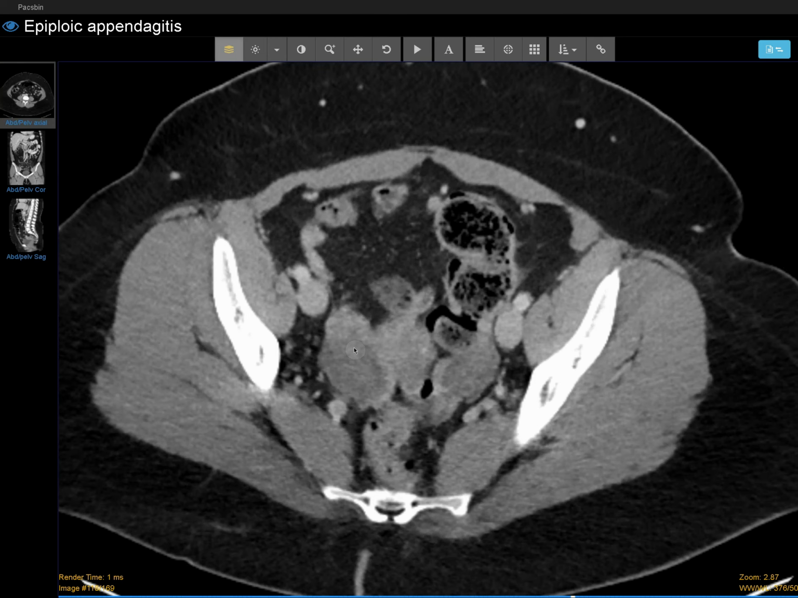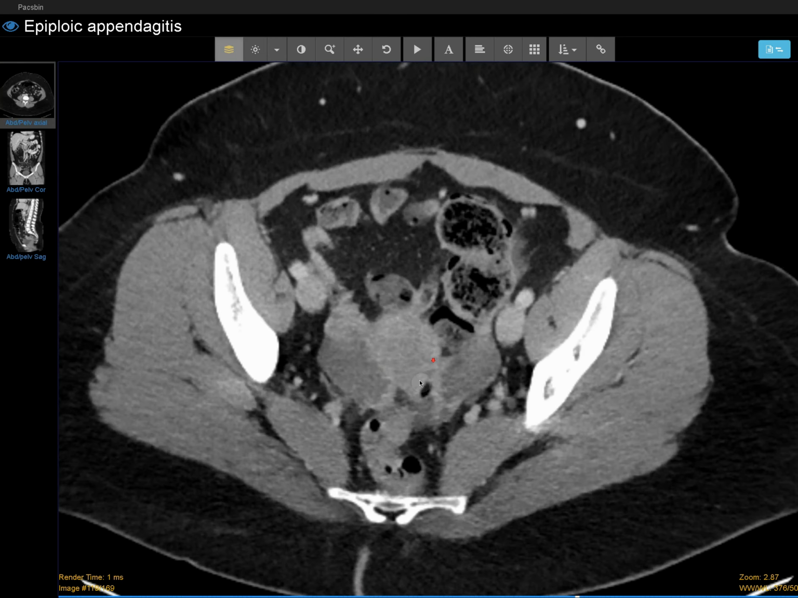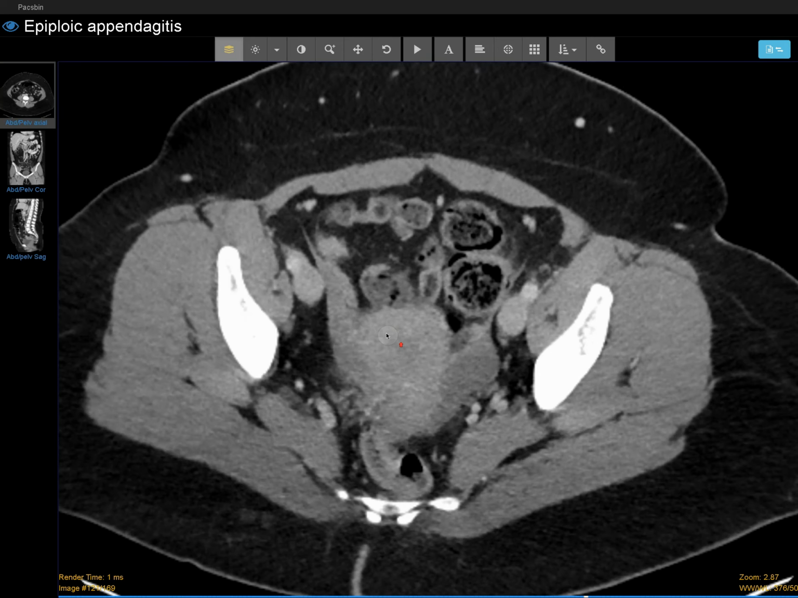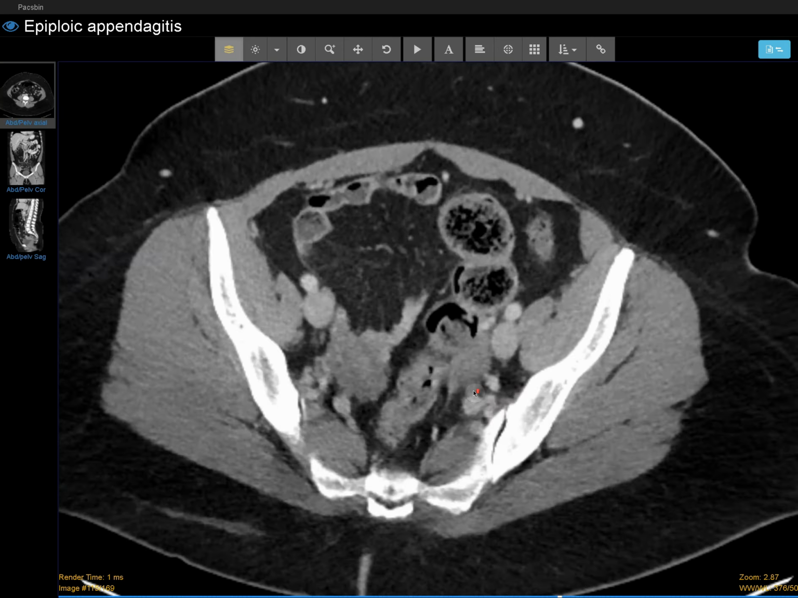And right here, I saw this true structure. I just want to point out these are the ovaries, the right ovary and the left ovary, and they're just on both sides of the uterus. So this is not ascites.